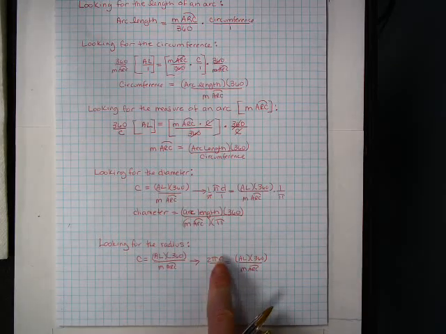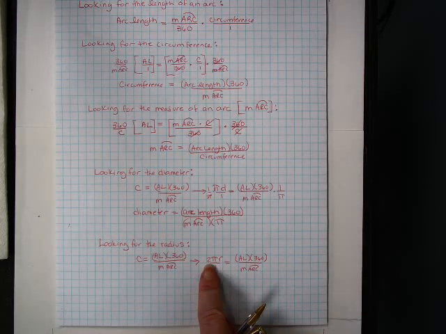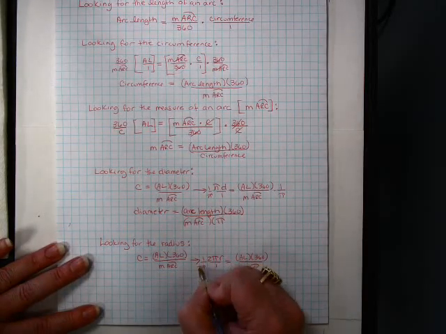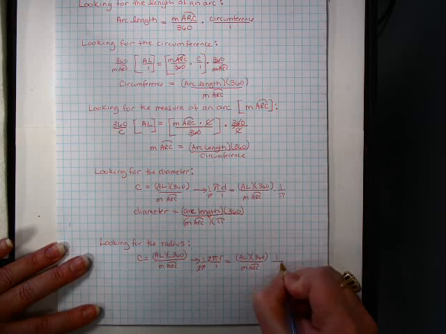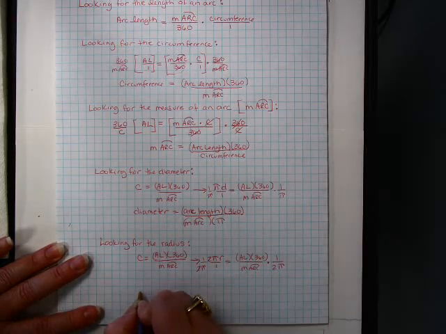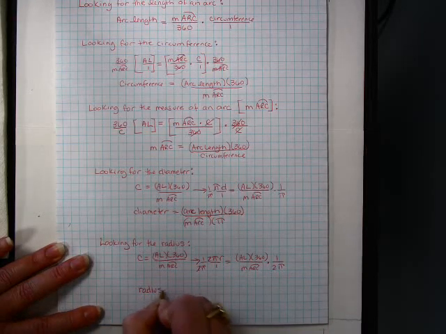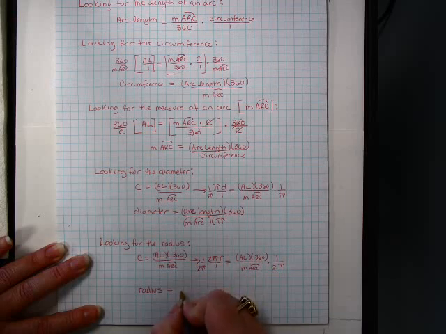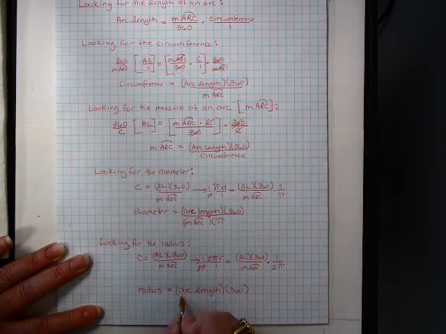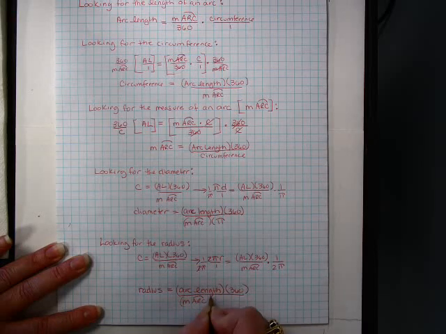Okay, now this time I want to keep the r on the left-hand side, but I want to move the 2 pi over to the other side. So I'm going to multiply by 1 over 2 pi so that they will cancel out. Multiply by 1 over 2 pi on both sides. That leaves me with the radius is equal to arc length times 360 over the measure of the arc times 2 times pi.